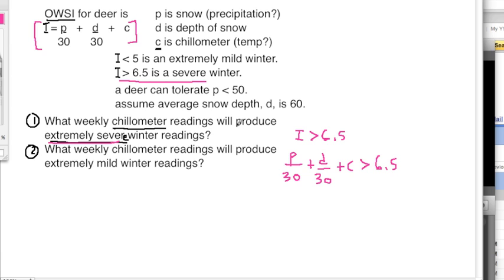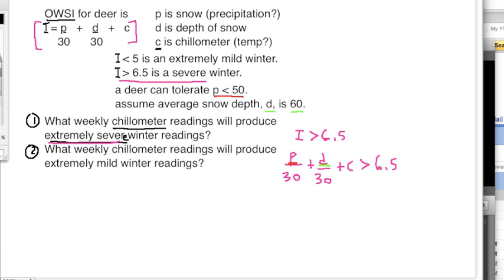Well, they tell us that the average snow depth D, let's do that in green, is 60. There's D right there, so we know that's 60. And they tell us that deer can tolerate a P less than 50. So that's a P right there. We're going to use 50 for that. It's not a perfectly worded problem, I think, but that's what we're going to use for P.